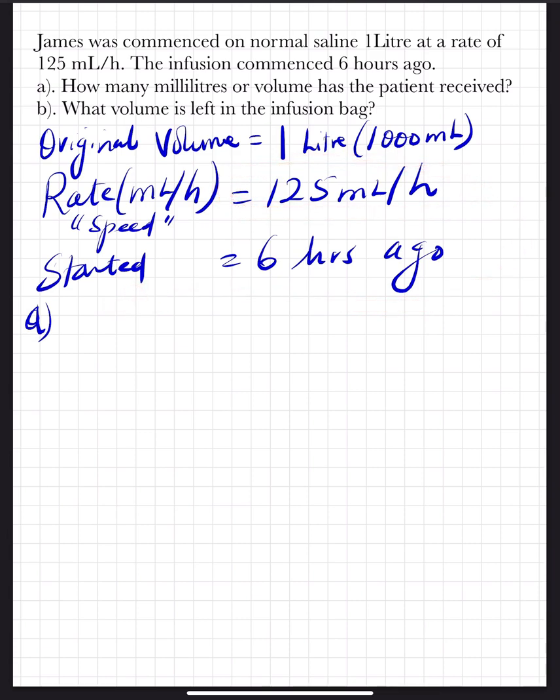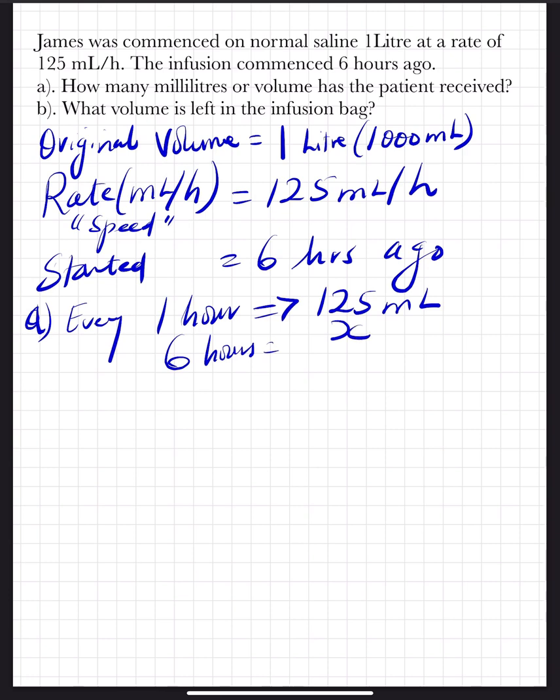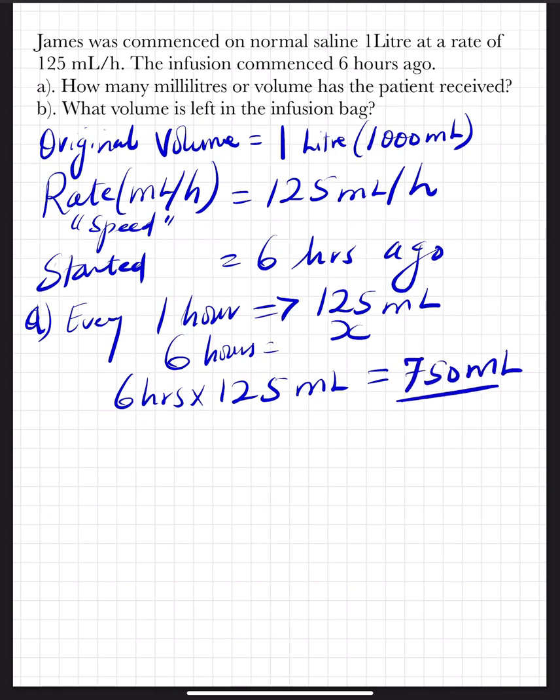What it means is that every 1 hour the patient will receive 125 mils. What about for 6 hours? How much has the patient received? If you cross multiply this, 6 hours times 125, then divide by 1, you're simply saying 6 hours times 125 mils, and this gives you 750 mils. That's what you've given the patient for the last 6 hours.